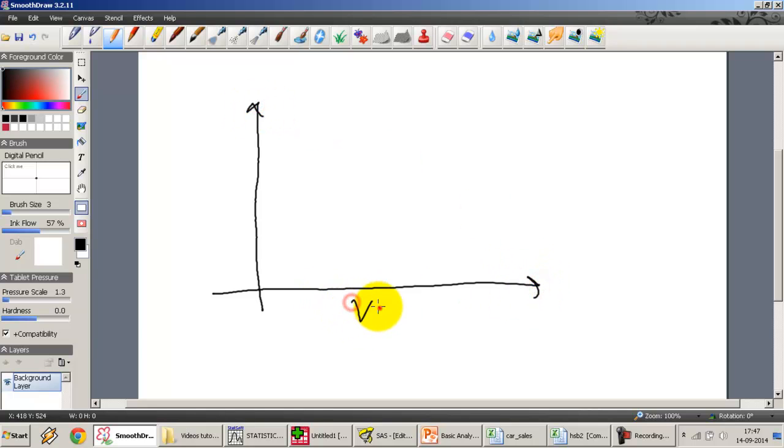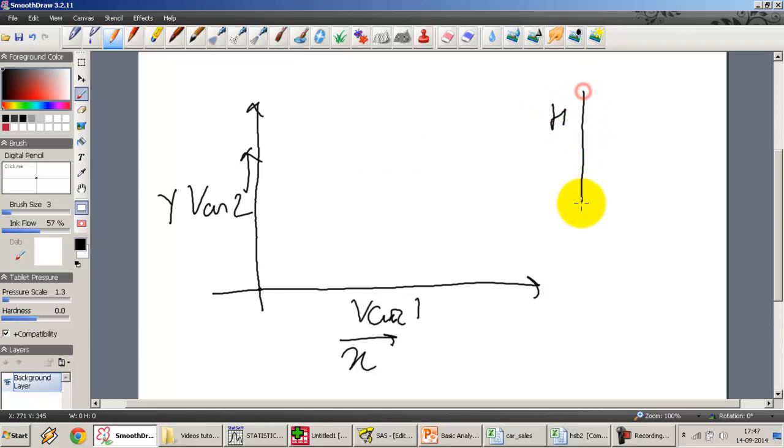So we've got variable 1 over here, and I'm going to plot variable 2 over here, right? So this is the origin, and I've got variable 1, variable 2. I can assign any particular variable on these two axes. This is the y-axis, this is the x-axis, right? For example, let's put horsepower on the x-axis, let's put the wheelbase on the y-axis.